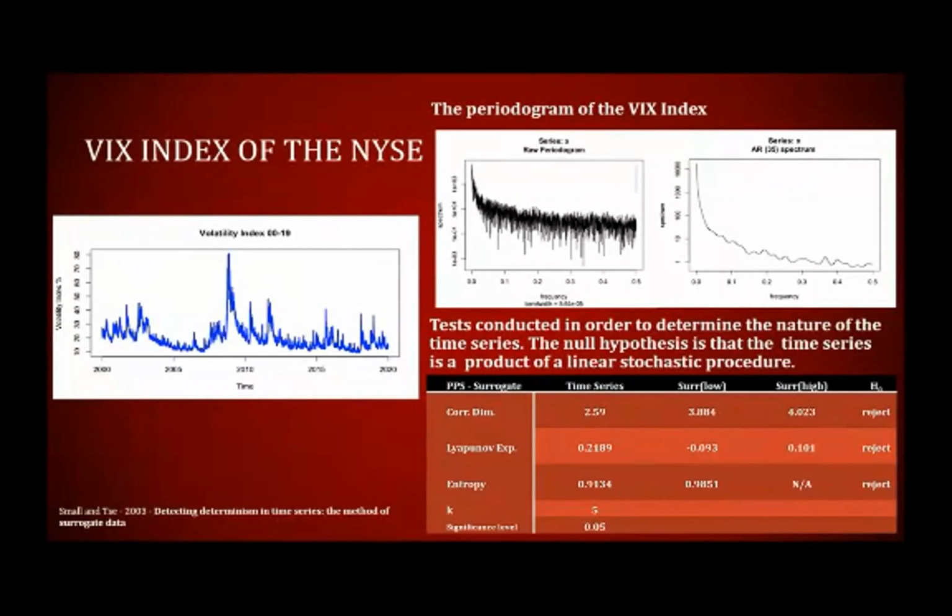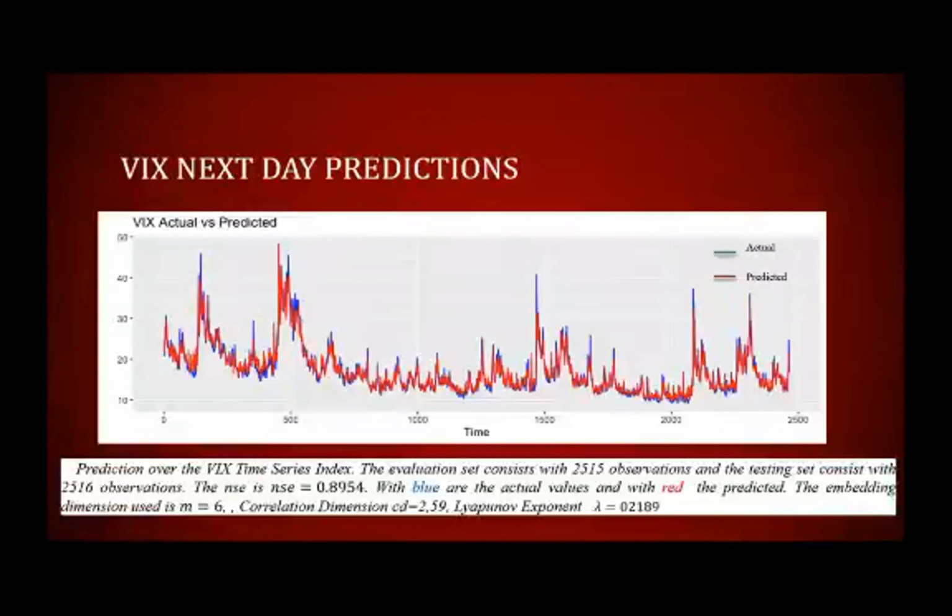Following the same analysis as for the SP500 index, we continue with the VIX index. As can be clearly seen from the periodogram, there is no dominant frequency. The result from the PPS surrogate test rejects the null hypothesis at a significance level of 5%, and so we can conclude that our time series is not a product of a linear stochastic process. In this slide, we can see the next day prediction of the VIX index. The NSE is equal to 0.895, which is a good number, so as to validate our assumption.